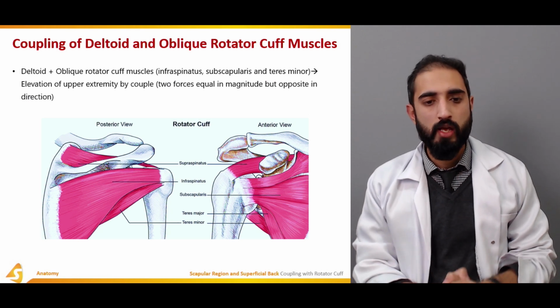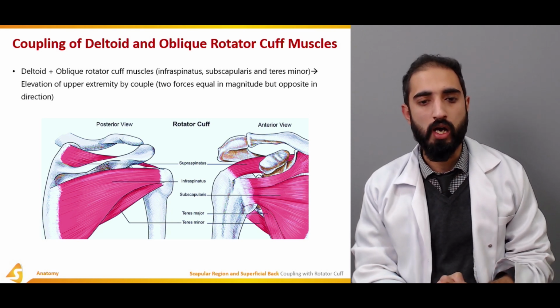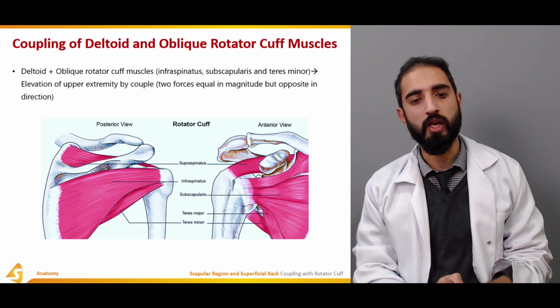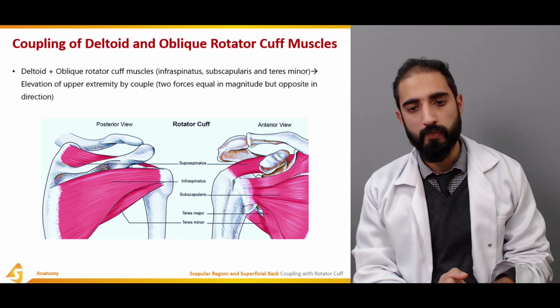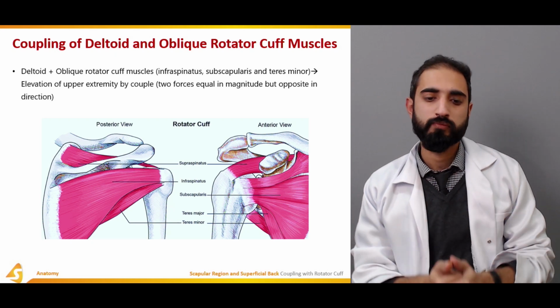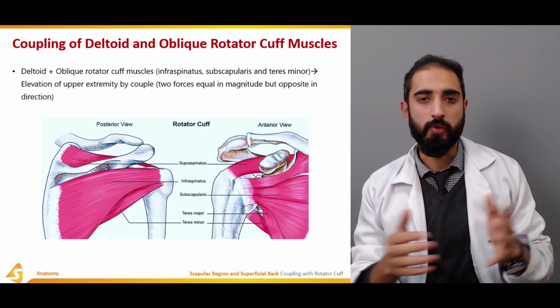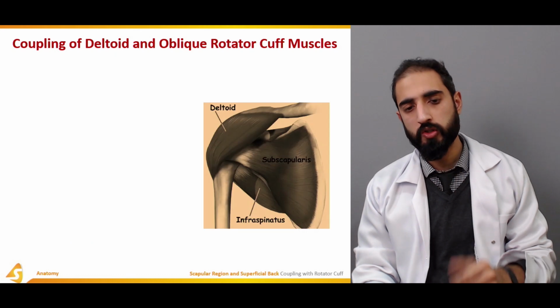Now the deltoid actually couples with these muscles in a different way as compared to how it couples with the supraspinatus. So the deltoid and oblique rotator cuff muscles are responsible for the elevation of the upper extremity by making a force couple, because they have their forces acting in the opposite direction. How are they acting in the opposite direction?